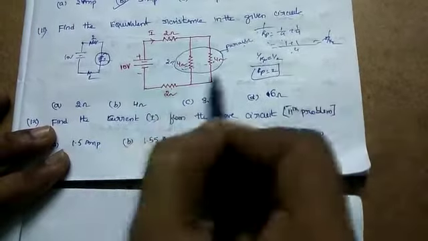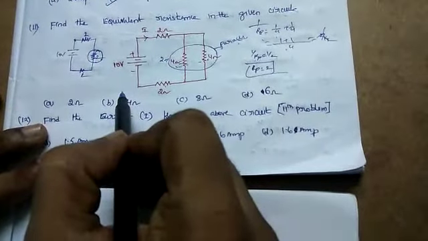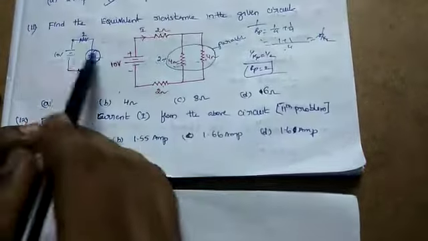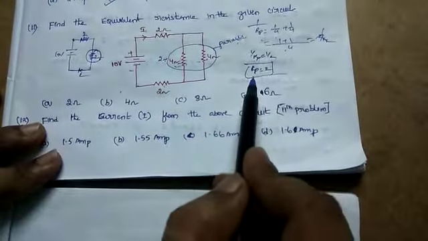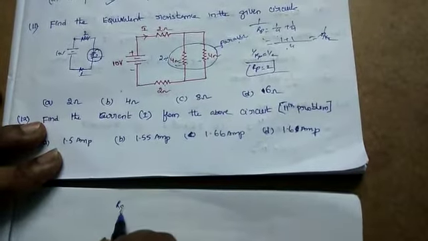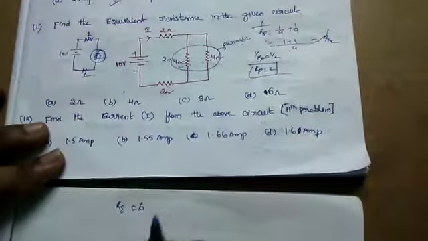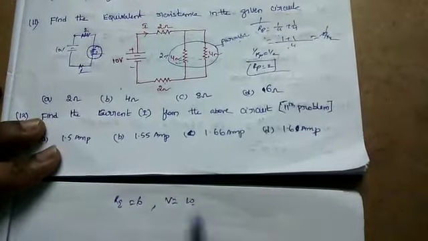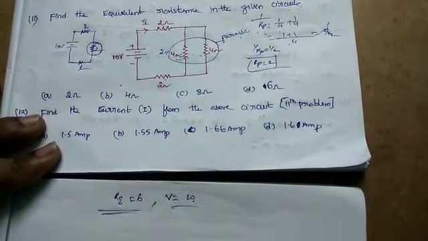So many students are not getting this answer. I don't understand. See, 1 by 4 plus 1 by 4 means 2. So 2 plus 2 is 4, 4 plus 2 is 6. So R equivalent is equal to 6. V is equal to 10.